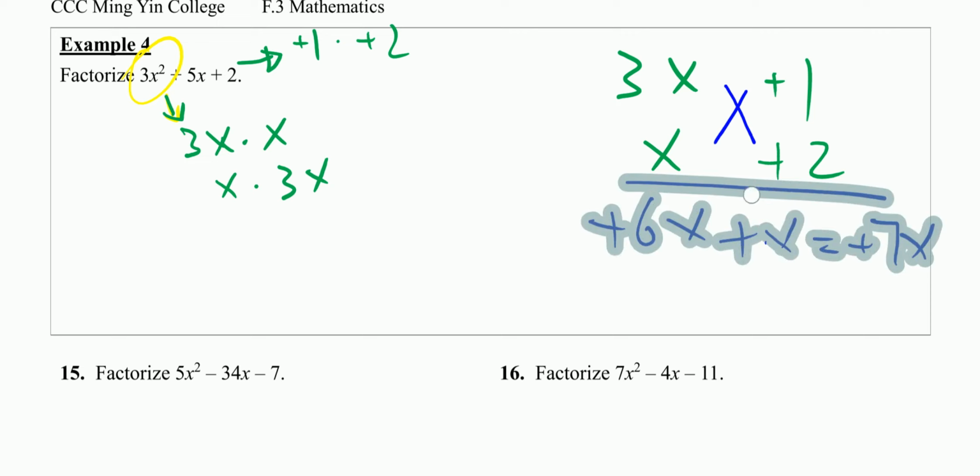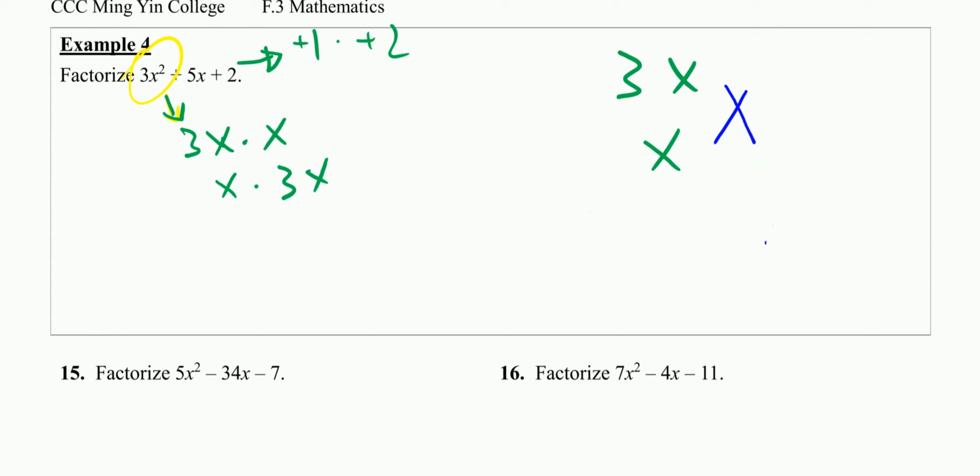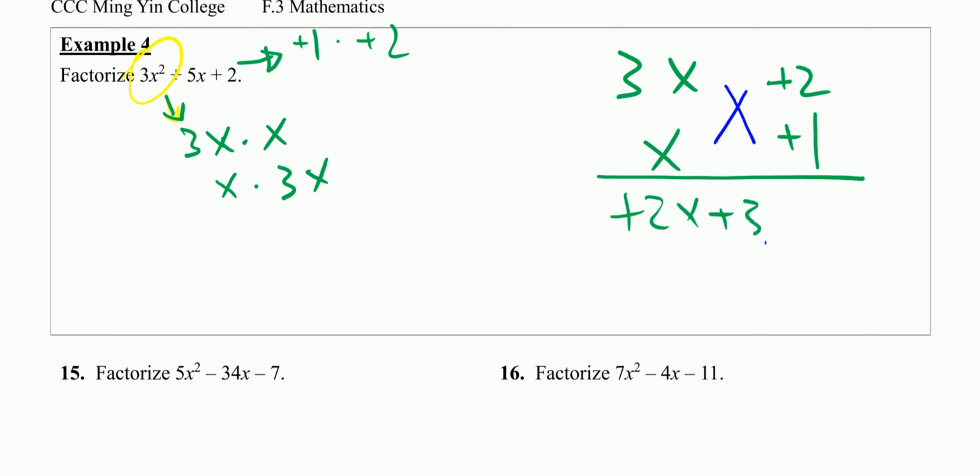So we should change the position for 1 and 2. Here, we should put the 2 in here and put the 1 in here. And then you can have the choice. And this is the answer. So we put it in here.